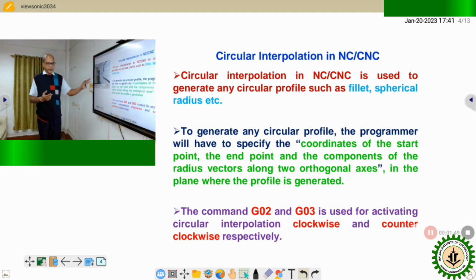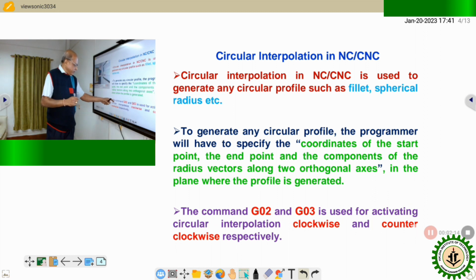So just for the time being, what is essential to implement a circular interpolation, we ought to specify the starting point coordinate, end point coordinate, and the two orthogonal components of the radius vector in the particular plane where that particular circular interpolation or the particular profile is being generated.